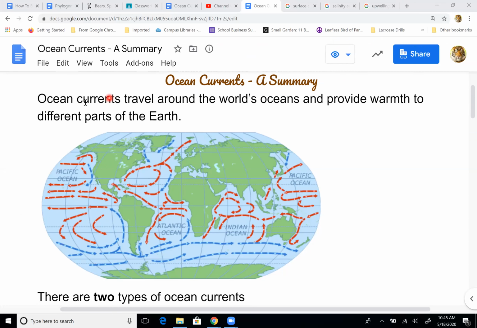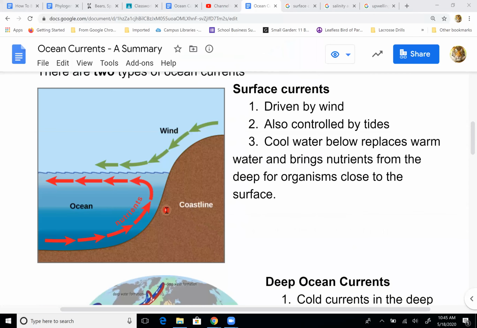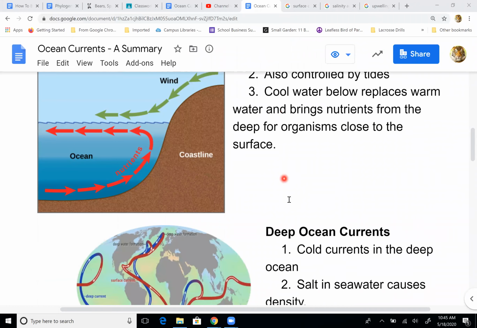What you need to know is ocean currents allow warmth to go all around the world. Some parts of the world close to the poles, with higher latitudes, should be cold, but they're kind of warmer because of the ocean's currents. There are two types of ocean currents: surface currents and deep ocean currents.